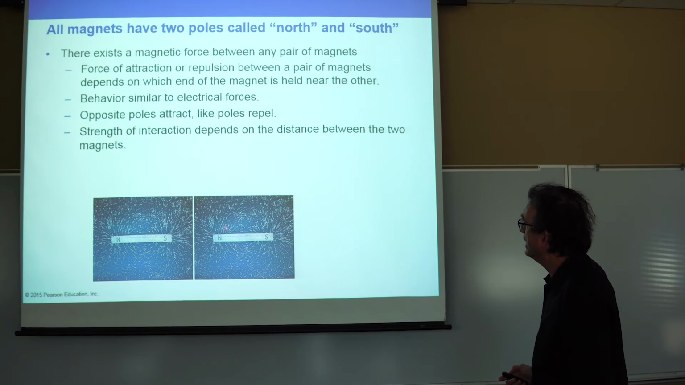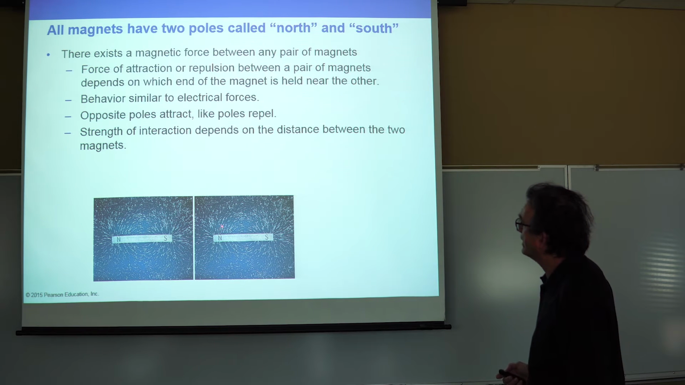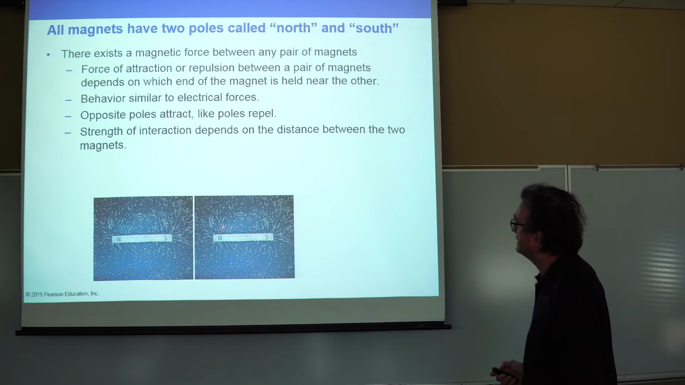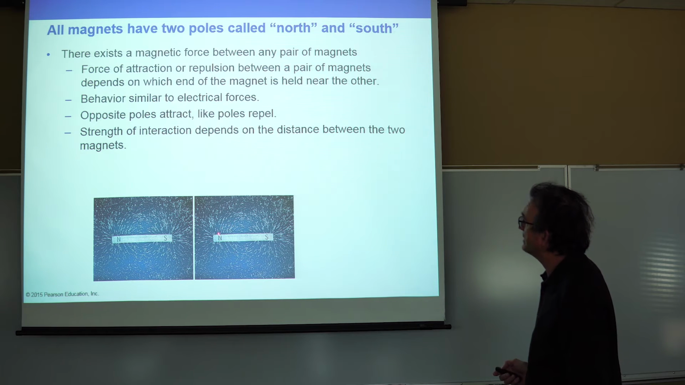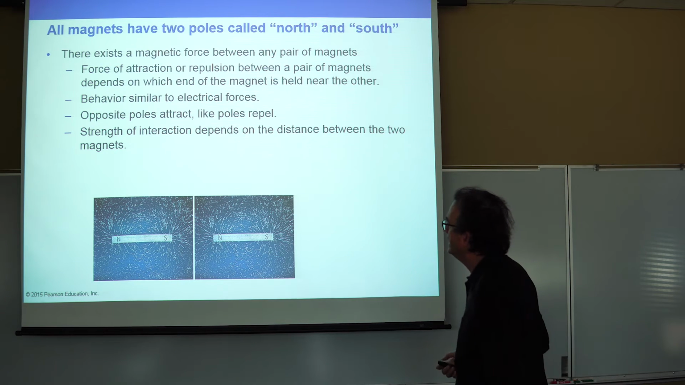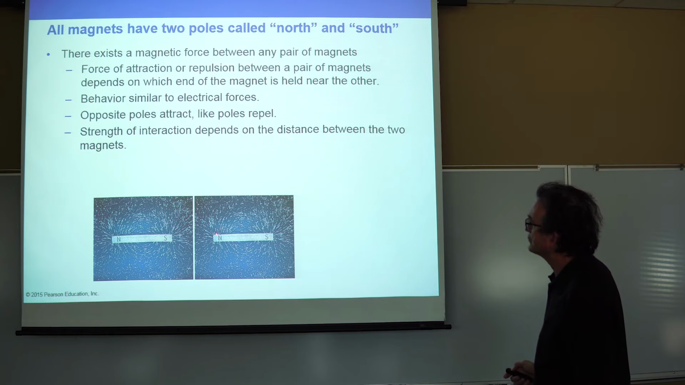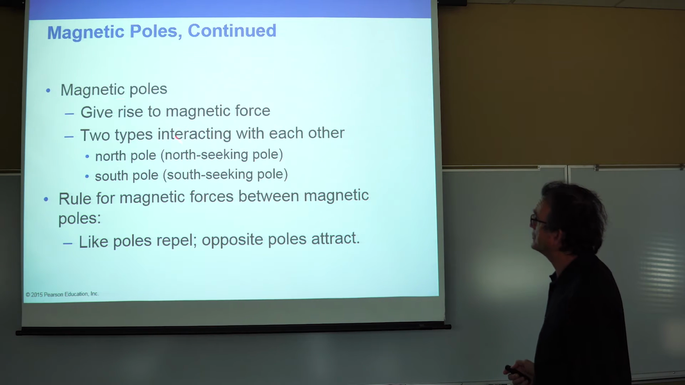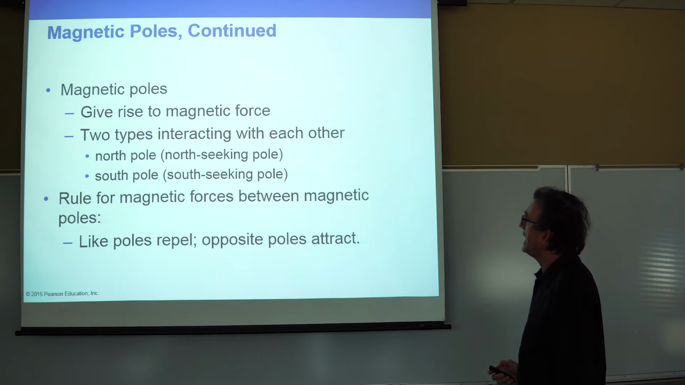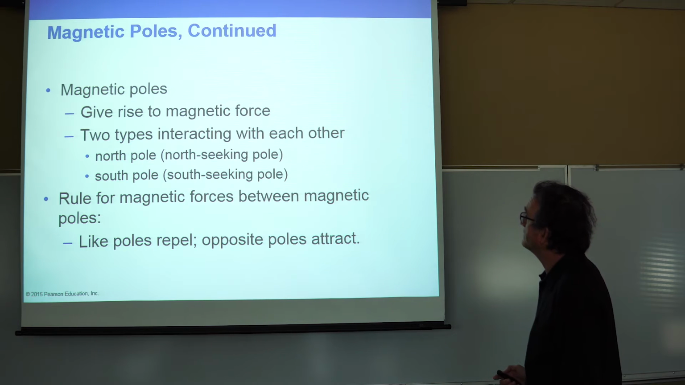As I said earlier, each of these filings can also be considered as a very short, tiny bar magnet, which makes them align their directionality in a way that the south pole of each of the filings is attracted to the north pole here, and over here the north pole of each of the filings is attracted to the south pole. One thing we know is that magnetic poles give rise to magnetic force, and there are two types interacting with each other.